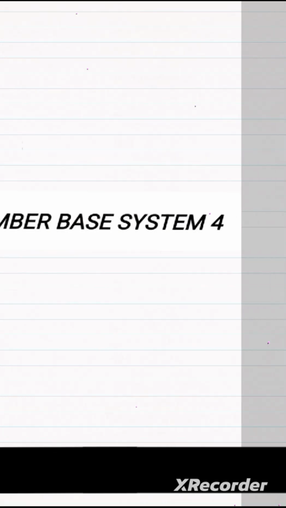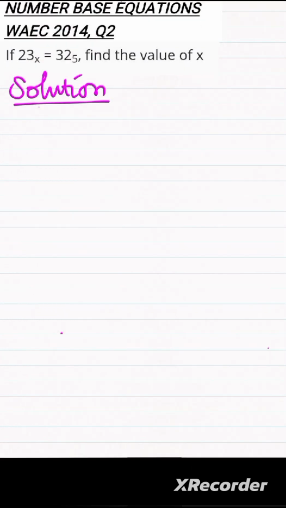This question wey dey here now na WAEC question on number base. They say make we find the value of x from this equation.